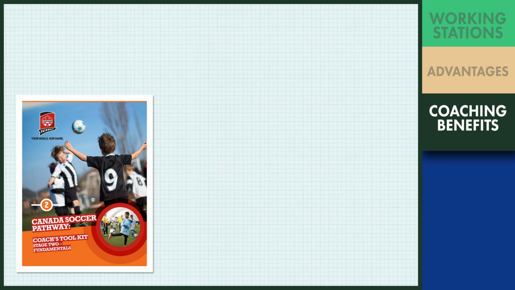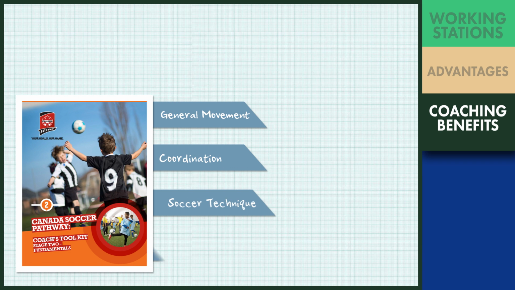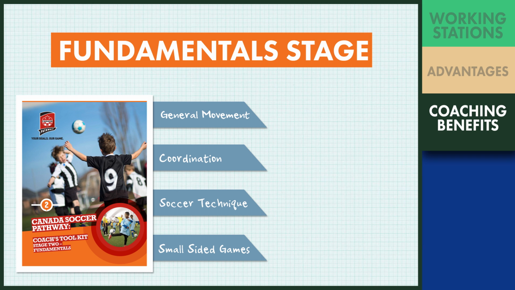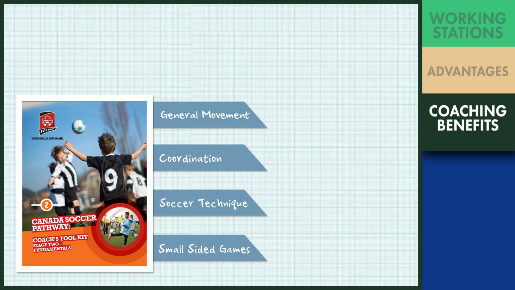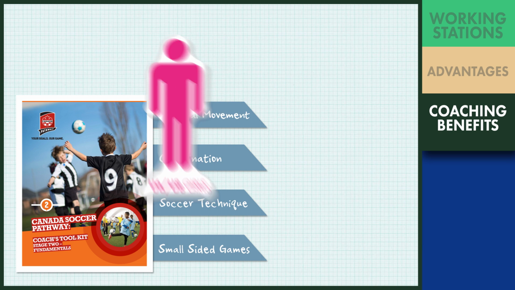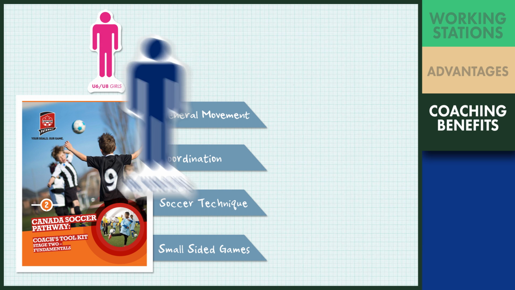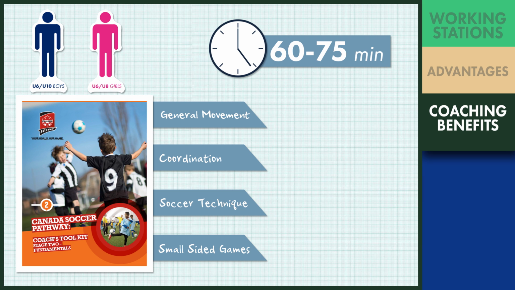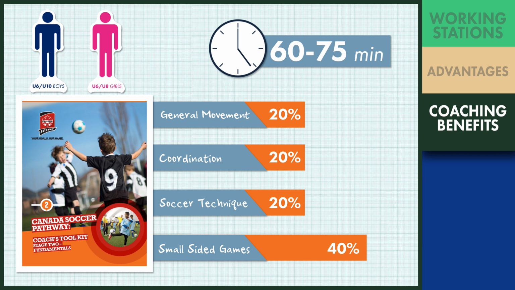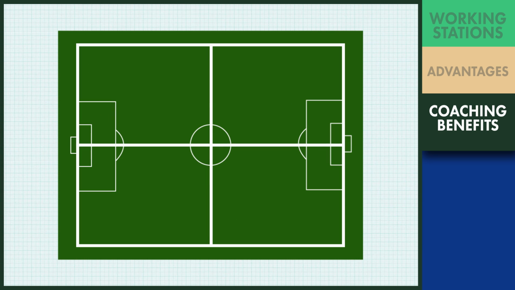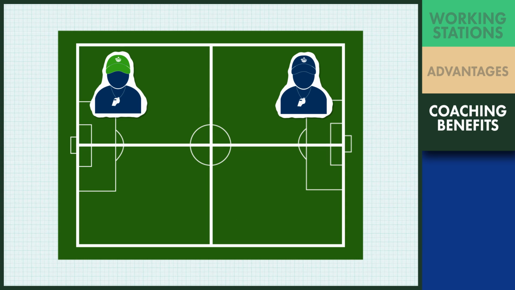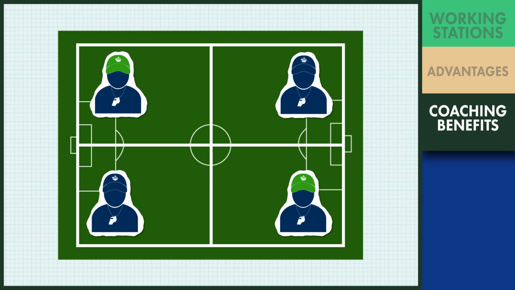The training toolkit will guide you in building your sessions around the stages of development. For example, within the fundamental stage, players comprised of U6, U8 girls, and U6, U10 boys are recommended to take part in a 60 to 75 minute session comprised of 20% general movement, 20% coordination, 20% soccer technique, and 40% small-sided games. Stations will be run by coaches, and the PTM format allows for more flexibility during sessions and accommodates all levels of coaching experience.